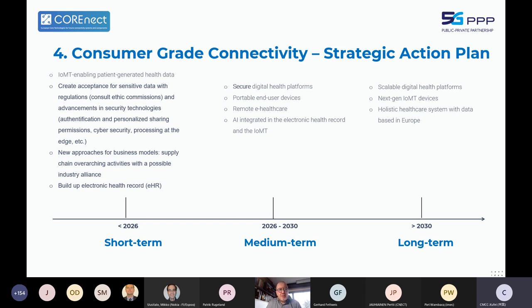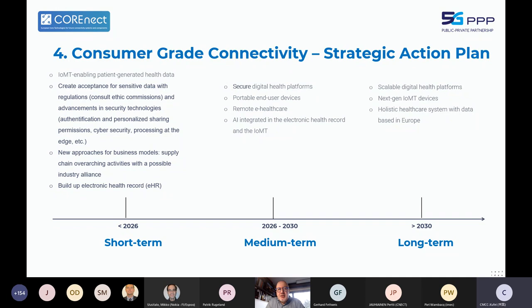So as stated, privacy, ethics are of key importance in the medical sector, and authentication and personal sharing permissions, cybersecurity is of course key in this field. We also need new approaches for business models, and we have to build up electronic health records in an efficient and correct way. Medium term, we need definitely the secured digital health platforms.